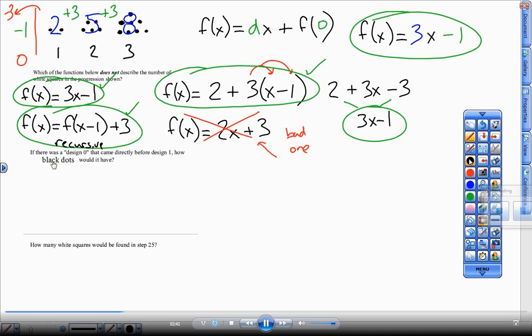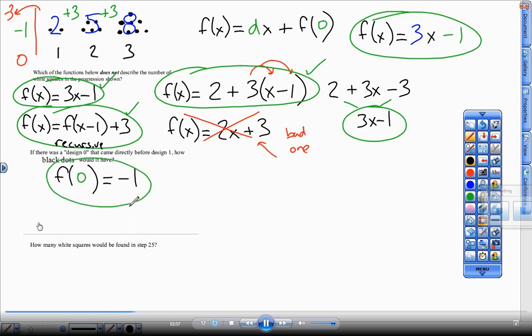All right, design 0, that is f of the 0 term. So the function at the 0 term, f of 0, equals -1. If I plug in 0 in here and that goes away, that gives me -1.